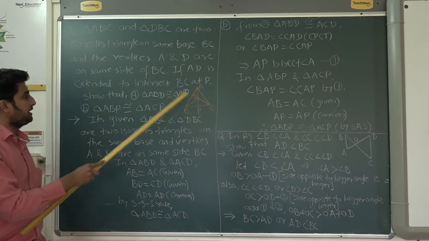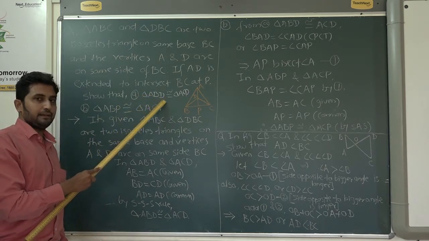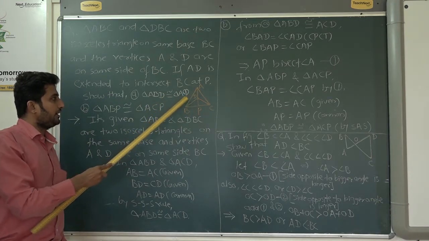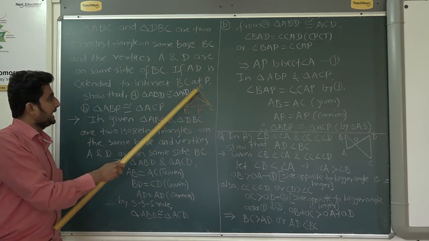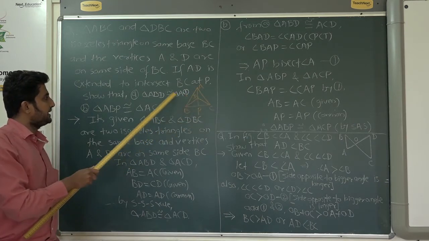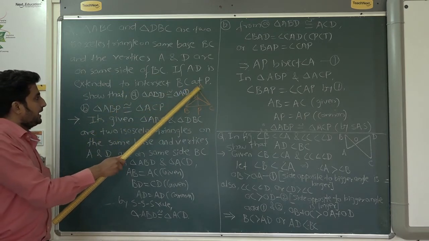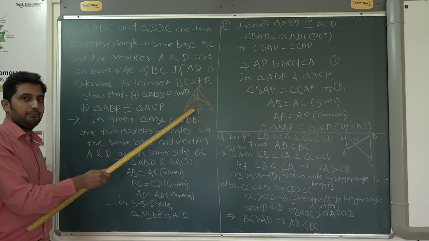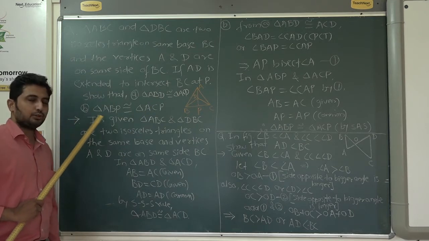If this is given, then we have to show, first, that triangle ABD is congruent with triangle ACD. Second, triangle ABP is congruent with triangle ACP. Now these two results we are going to show here. Now we will find the solution.